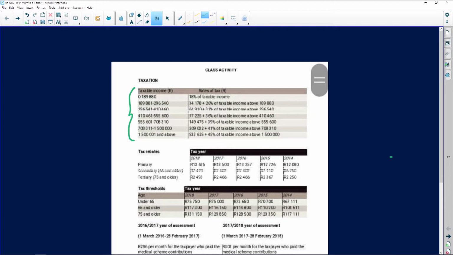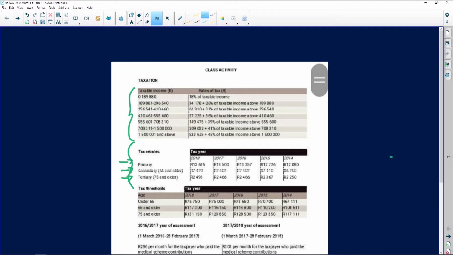And then we've got the rebates. What is a rebate? A rebate is money that you get back from SARS. It's like a refund. We've got secondary rebates and we've got primary rebates. It depends on the person's year. Oh, sorry, primary rebate, tertiary rebate, secondary rebate. You see, we've got 3 rebates.